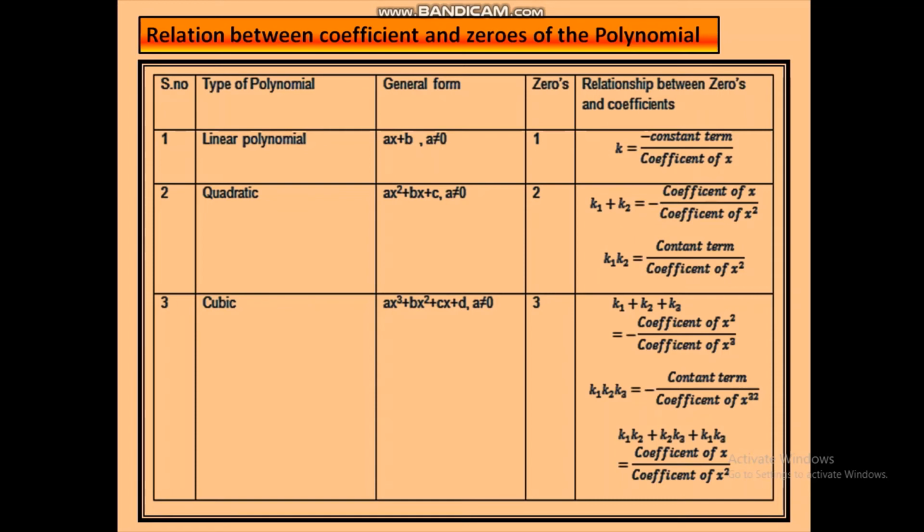and the sum of alternate product of zeros is equal to coefficient of x by coefficient of x to the power 3. So these are the relations between coefficient and zeros of polynomial, which we have seen here for linear polynomial, quadratic polynomial and cubic polynomial. So students have to solve problems based on these.